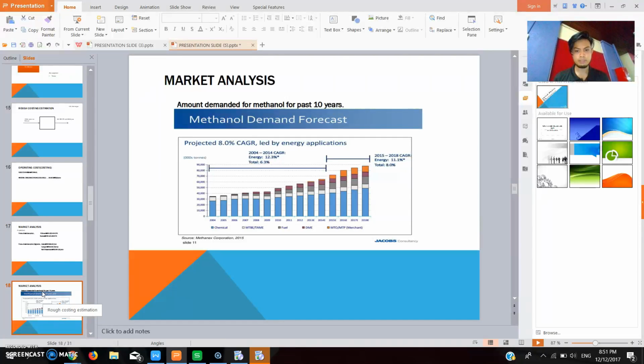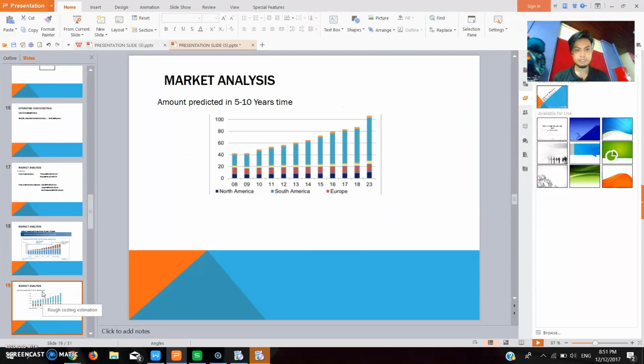This is the methanol demand forecast. As you can see, it is in a constant increasing trend. This is the amount predicted in 5 years or 10 years time, at 2023 the amount reached 100 plus million metric ton.